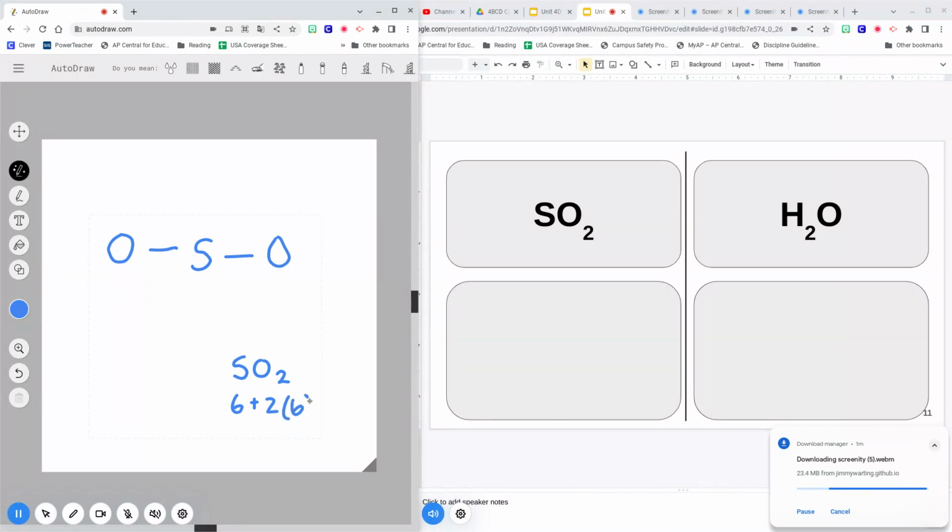I always need to multiply if there's a subscript because that tells us there's more than one of that type of atom. And you can see that clearly in our diagram. So I have 6 plus 2 times 6. That would be 12 plus 6, which is 18.